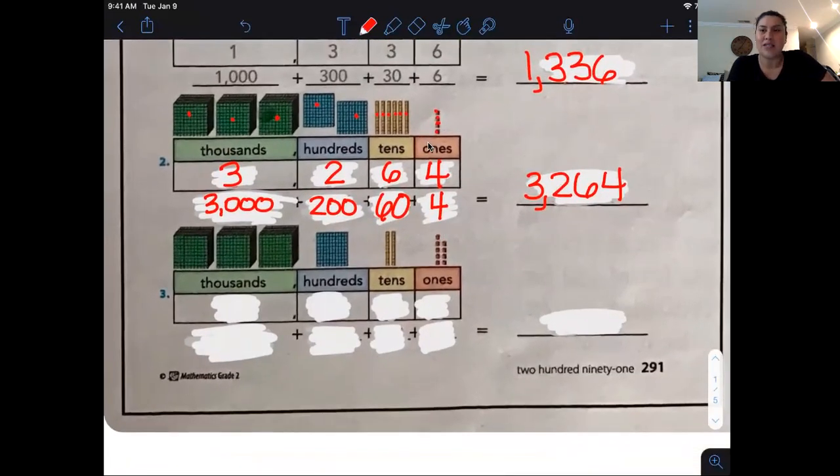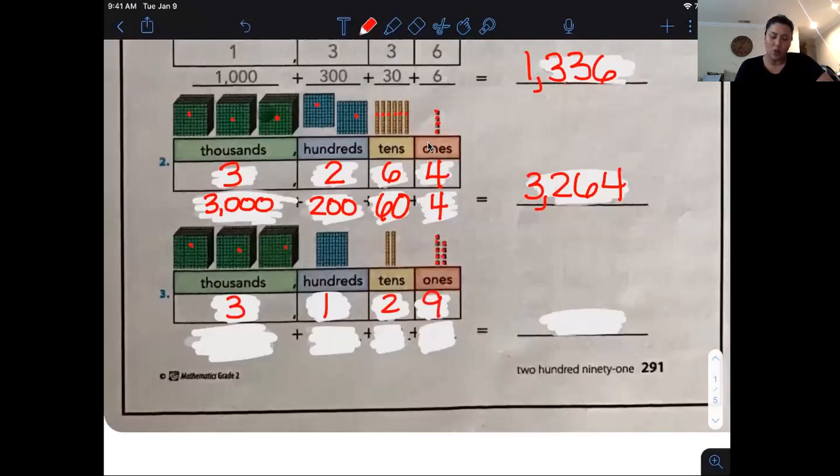How many thousands do you count there? 1, 2, 3. Hey, that's the same as the last one. 3,000. How many hundreds? Looks like 100. Looks like 2 tens. And let's count the ones. 1, 2, 3, 4, 5, 6, 7, 8, 9. Ooh, that's the biggest number that can be in that room.